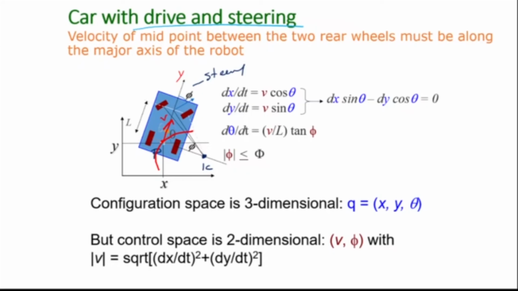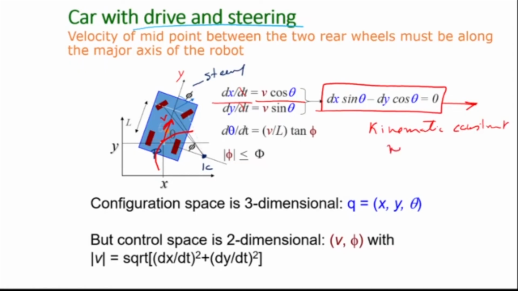Now if that is my v, then dx by dt is equal to v cos theta. I can break v into two parts. One will be dx by dt, which is v cos theta, and dy by dt is v sin theta. When I divide these, dt will cancel, and I have dx sin theta minus dy cos theta equal to 0. I hope you understand this. v cos theta gives the velocity in the x direction, and v sin theta is the incremental velocity in the y direction. This is what we call my kinematic constraint, or velocity constraint.